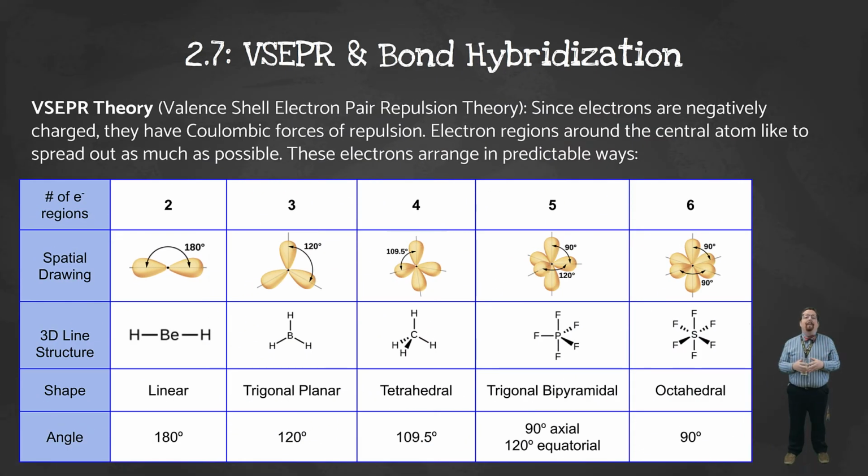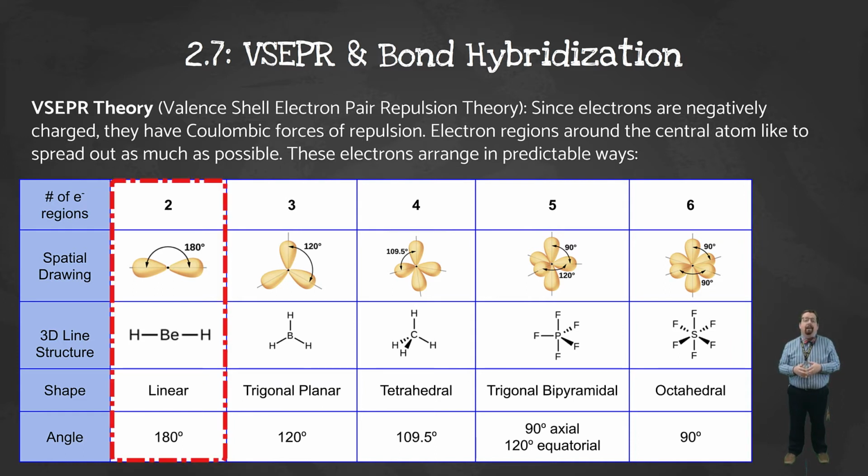Okay, now that we know how to find the most likely structure of a molecule, we have to know how that affects its shape and bond angles. The valence shell electron pair repulsion theory basically tells us that since the electrons all have a negative charge, they experience Coulombic forces of repulsion against each other. The electron regions around the central atom like to spread out as much as possible in order to alleviate their repulsions. Remember, Coulomb's law says the further apart they are from each other, the less force they feel from each other. So this leads us to 5 predictable shapes for our electron geometries.